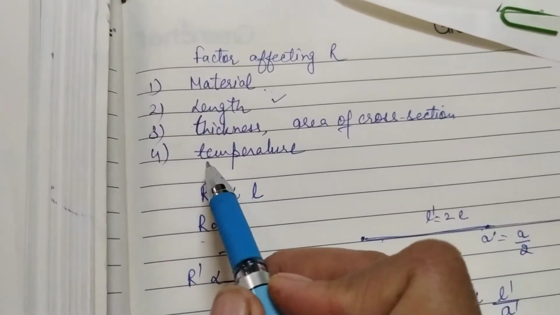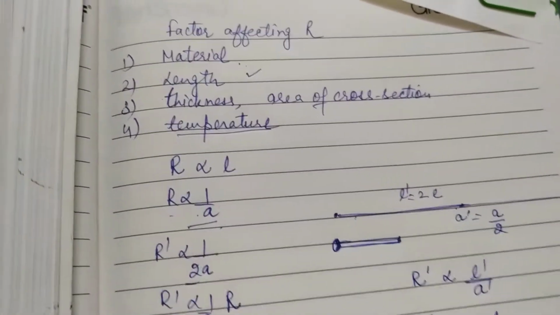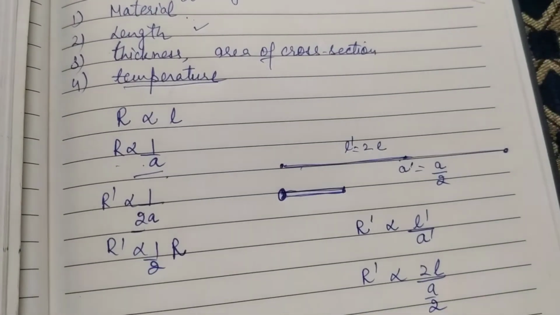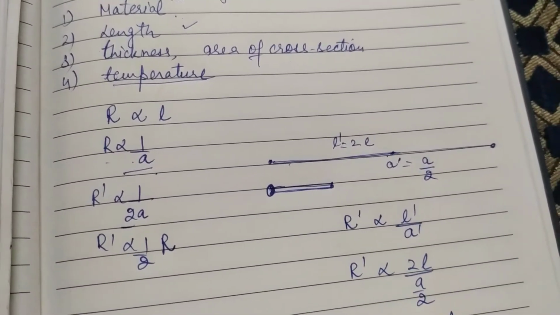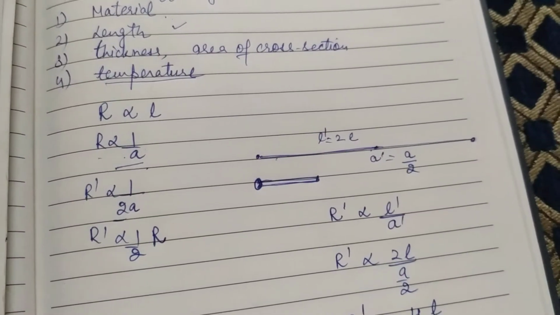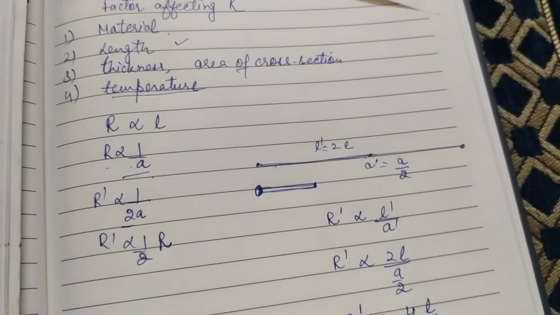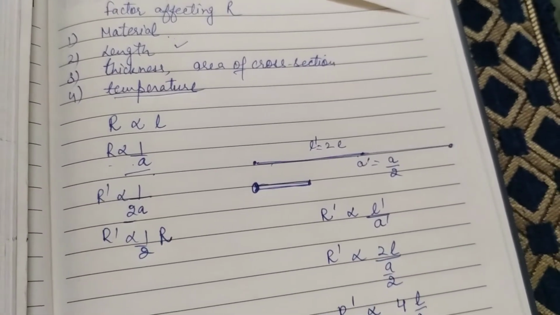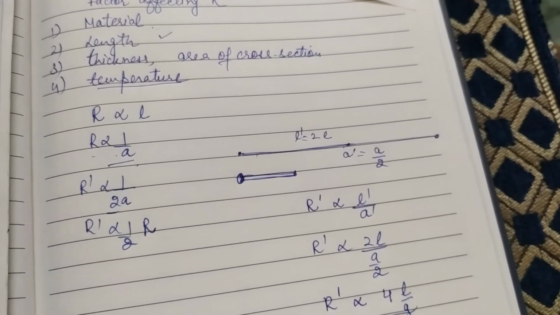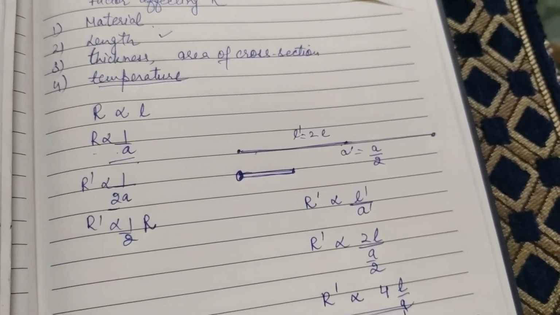Now the last factor is temperature. Temperature of the conductor. Now if you increase the temperature of a conductor, what will happen? The random motion of the electrons will increase. They will get thermal velocities. That's why their collisions will increase. So with the increase in temperature, the resistance also increases.